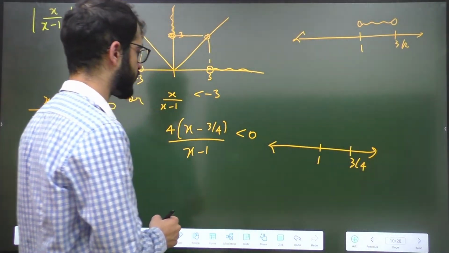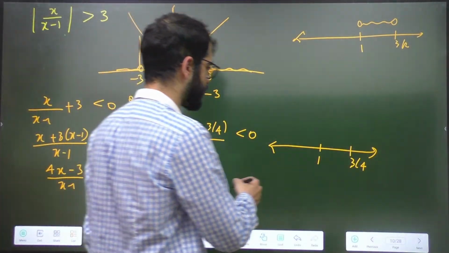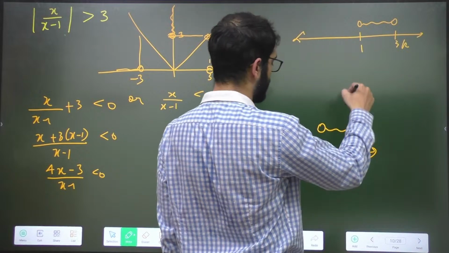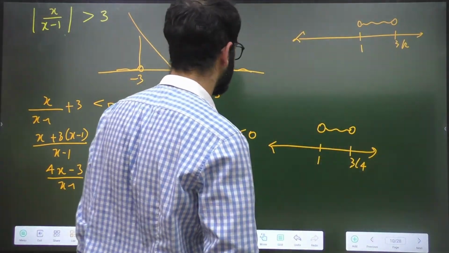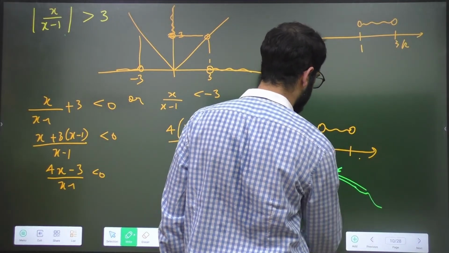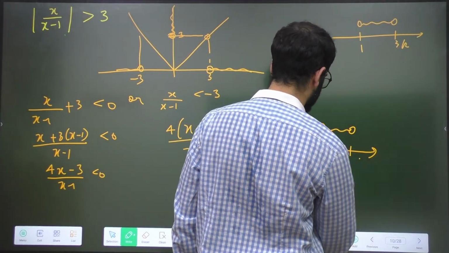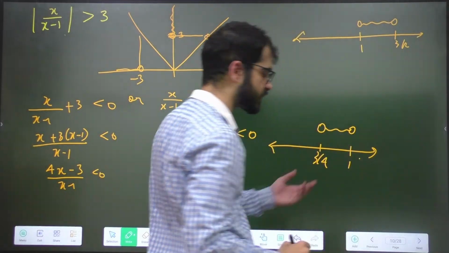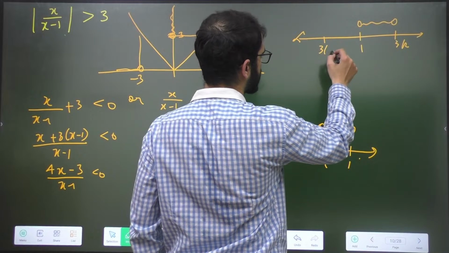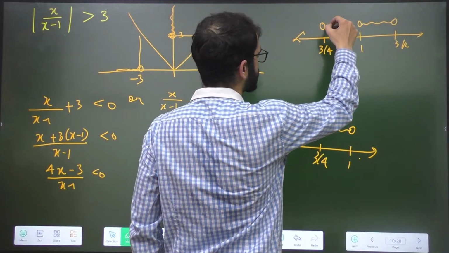The two roots are 1 and 3 by 4, and as we know it's less than 0, so the values in between them would be included in the answer. If I plot this, 3 by 4 is going to lie on the left hand side and 1 is going to lie on the right hand side. This will be 3 by 4, this will be 1. Since 3 by 4 is 0.75, it's less than 1. So finally I'll write 3 by 4 over here, and the answer is going to be this.